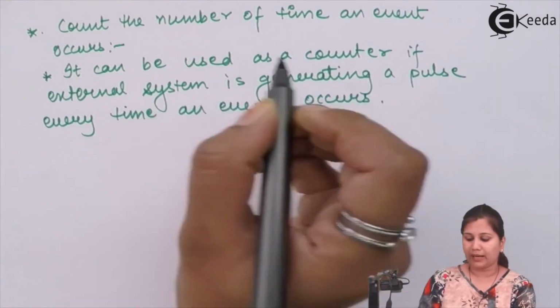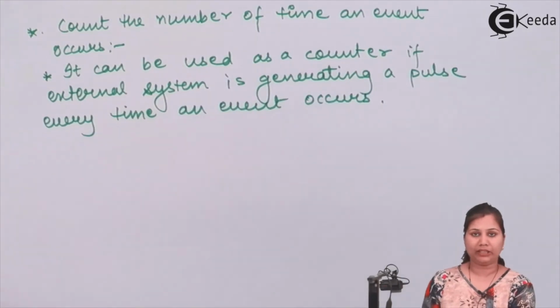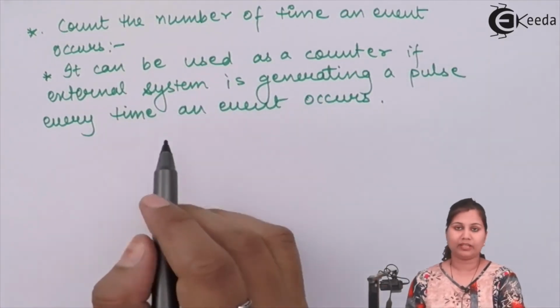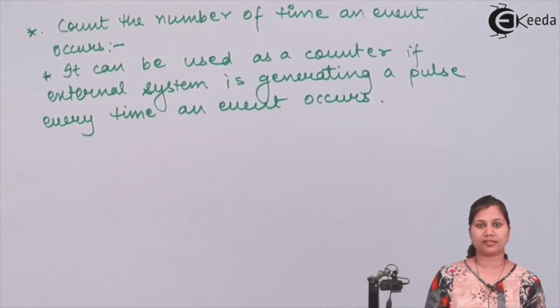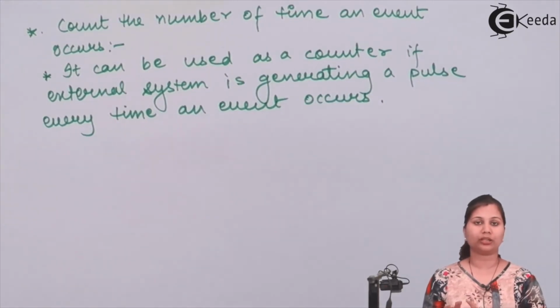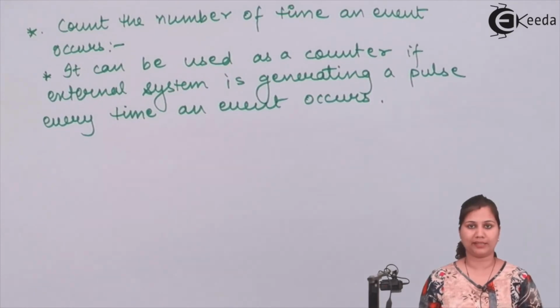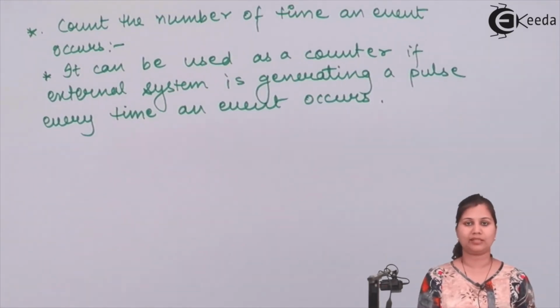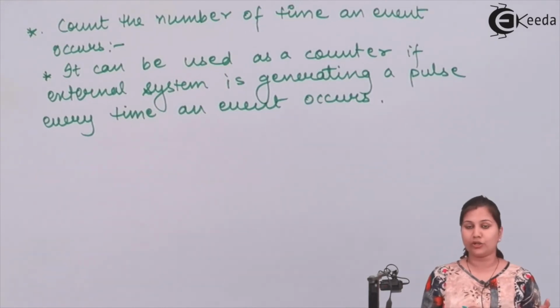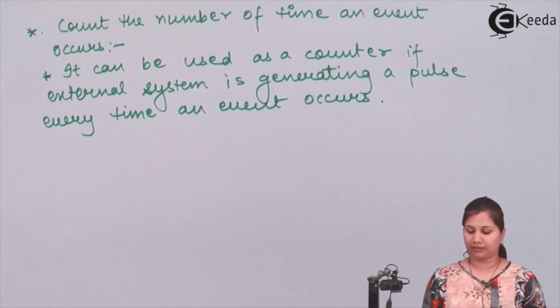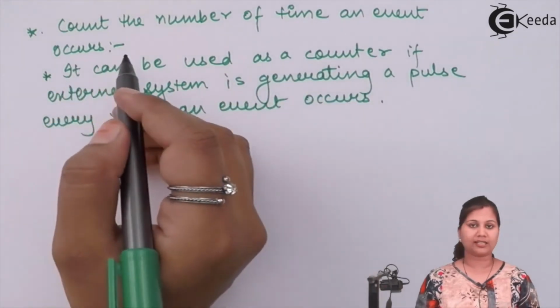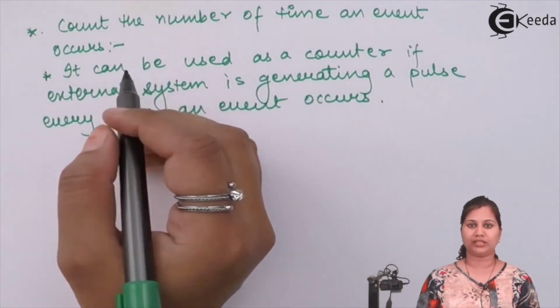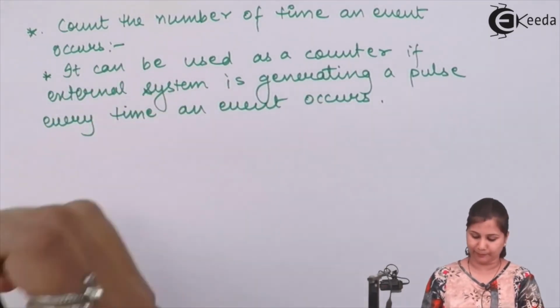Now, how can we count the number of times an event occurs? Whenever an event occurs, if the system generates a pulse, the timer IC is going to count the number of pulses, and the number of pulses will be equal to the number of times that event has occurred. In this way, the number of times an event has occurred can be counted using the 8253 IC.